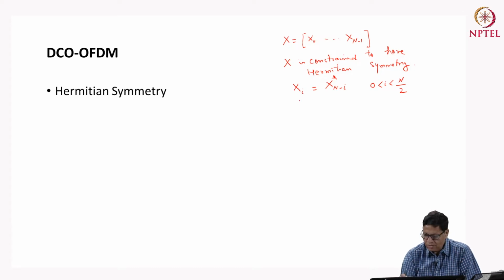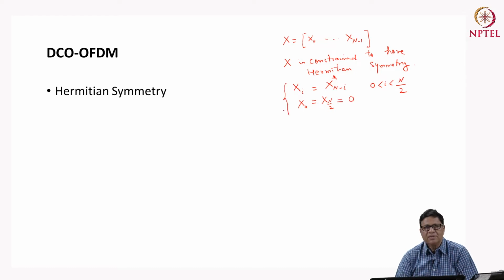And I also put a condition that X0, that is, the subcarrier corresponding to n equal to 0, and X_(N/2) are equal to 0. If I have these two conditions, then I will see that the OFDM signal which was complex has become real.